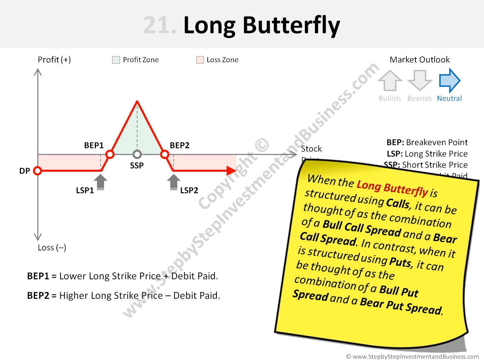When the long butterfly is structured using calls, it can be thought of as the combination of a bull call spread and a bear call spread. In contrast, when it is structured using puts, it can be thought of as the combination of a bull put spread and a bear put spread.